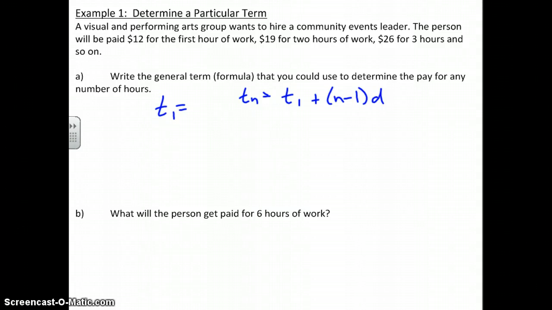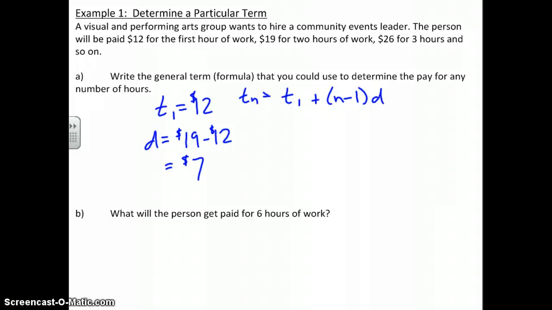We have the person will be paid $12 for the first hour. So that is our T1, $12. Then the second hour they're paid $19. That can give us our d. Our d is always the second term minus the first term, so d equals $7. Does that hold for the next one? The next one would be 26 take away 19, which is also 7. So this is in fact an arithmetic sequence.